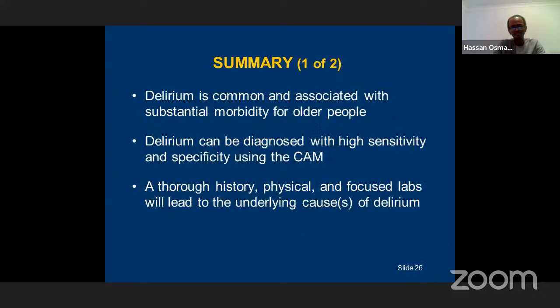In summary, delirium is common and associated with substantial morbidity for older people. Delirium can be diagnosed with high sensitivity and specificity using the CAM. A thorough history, physical examination, and focused labs, because we don't want to request each and every kind of test, lead to underlying causes of delirium.